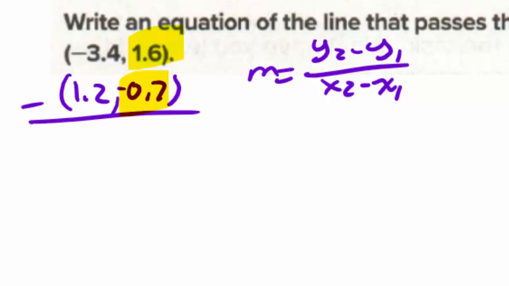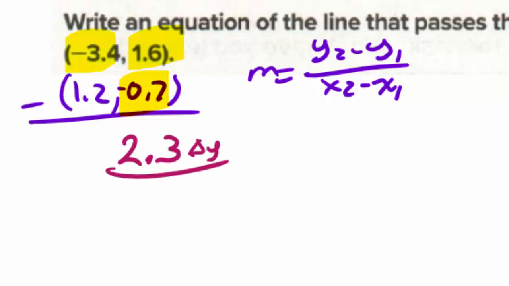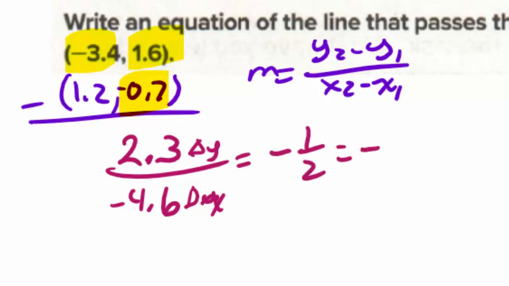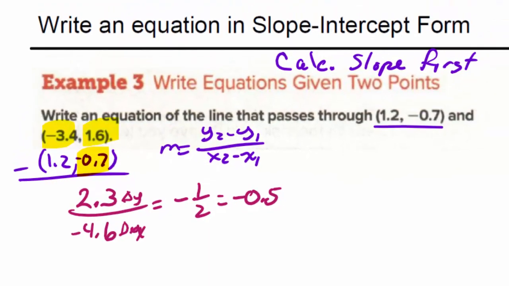So that ends up with 2.3. So that's my change in y over. I can do my change in x, which is going to be negative 3.4 minus 1.2. And that's going to give me a negative 4.6. That's my change in x. So if I look at that closely, I can see that that's actually negative 1/2 or negative 0.5. I'm going to use negative 0.5 only because my values here are in decimal forms.